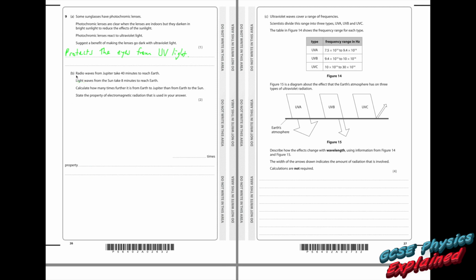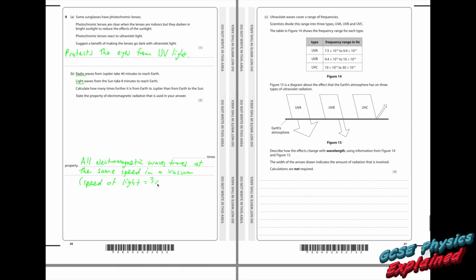So we know that radio waves are an electromagnetic wave, and we know that light waves are electromagnetic waves, and we know that all electromagnetic waves travel at the same speed, the speed of light, in a vacuum, which is what space is. So if we use that, then basically the ratio of the distances and times should be the same.